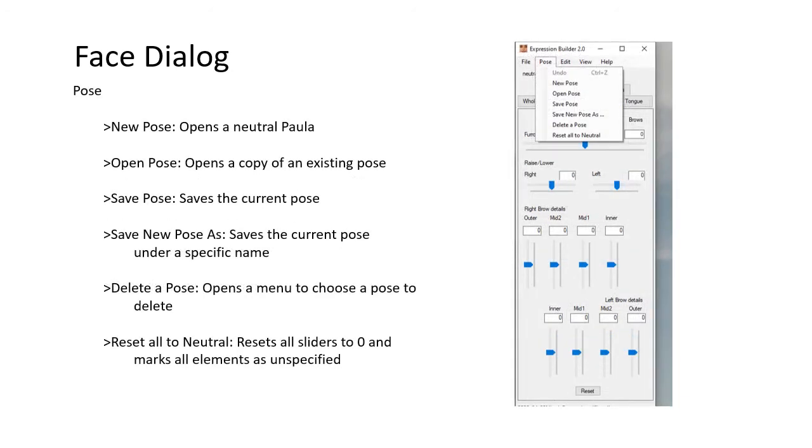Under Pose, we have New Pose, which opens a neutral Paula. Open Pose opens a copy of an existing pose. Save Pose saves the current pose. Save New Pose As saves the current pose under a specific name. Delete a Pose opens a menu to choose a pose to delete. And Reset All to Neutral opens a neutral Paula, resets all sliders to 0, and marks all elements as unspecified, which we'll come back to.